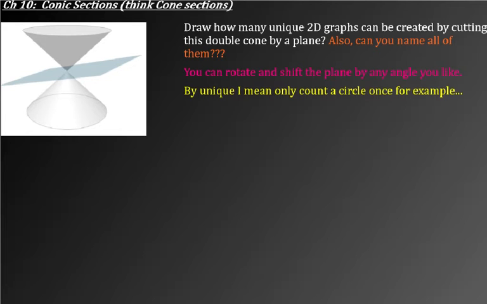Definitely one of them is, if you take the plane and cut right across the cone up there, your two-dimensional cross-section would basically just be a circle, right? So if your plane is perfectly horizontal, then you can definitely get a circle. That's going to be one of them.